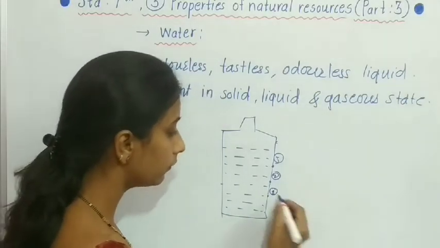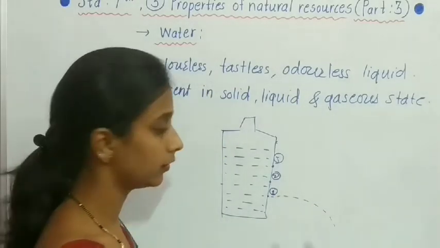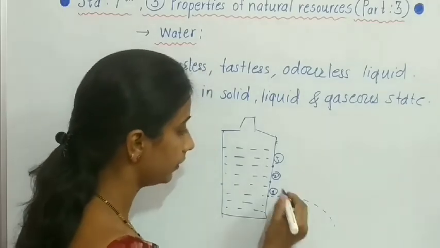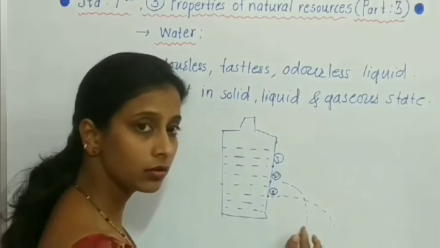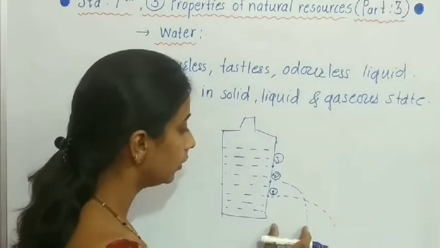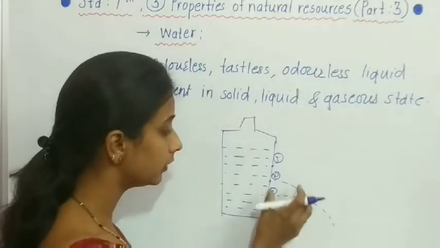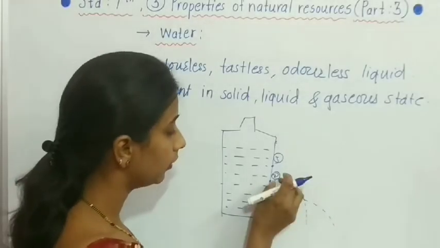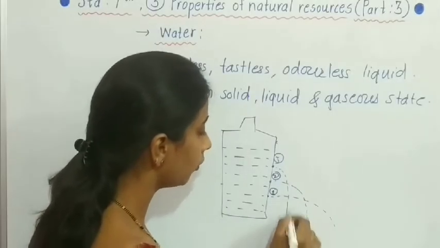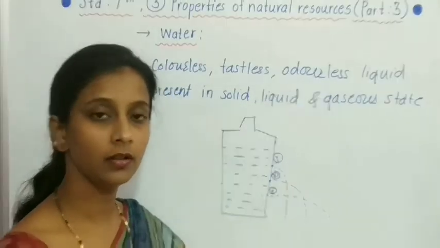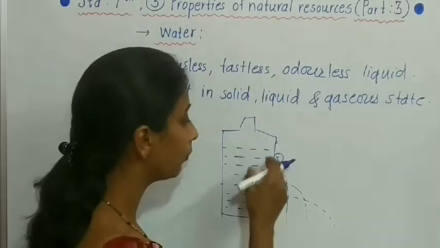So what we can see here: the water coming from the first hole falls at a large distance. The water coming from the second hole also comes out, but the distance is less than for the first hole. And the distance at which water falls from the third hole is very much less.